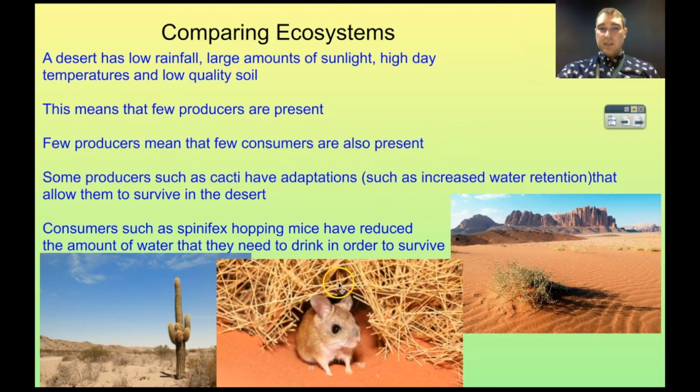So this is a spinifex hopping mouse. One adaptation it's developed is that it doesn't have to drink water. It gets all the water from the food that it eats, so it doesn't need to drink surface water in order to survive. It has very highly specialized kidneys that extract as much water from its body systems as possible so that it doesn't urinate very often. When it does, it's highly concentrated, so it doesn't waste too much water.